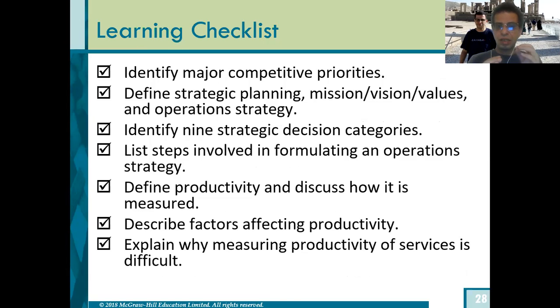So the checklist is: we managed to identify major competitive priorities. We defined strategy, planning, mission, vision, values, and operations strategies. We identified the nine strategic decision categories. We listed the steps involved in formulating an operations strategy. We defined productivity and discussed how it is measured. We were able to describe the factors affecting productivity and explain why measuring productivity of service is difficult. Thank you very much.